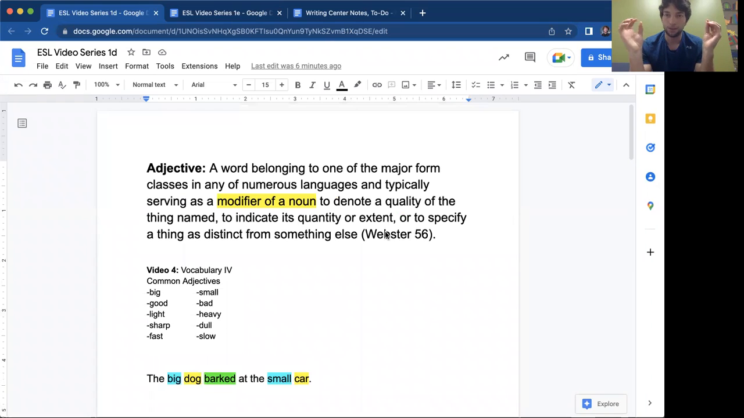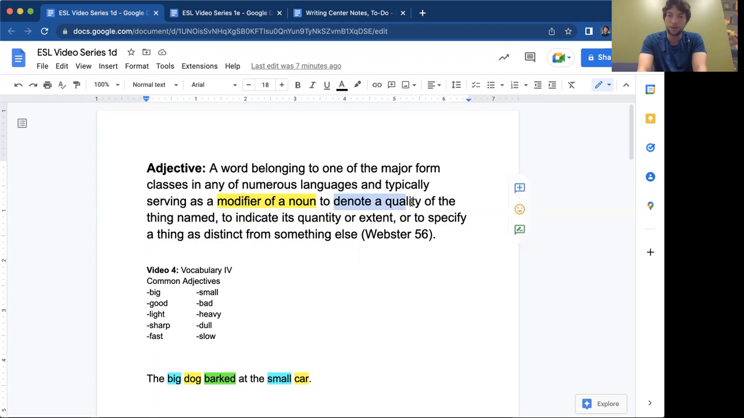So we're going to break this down a little bit real quick before we move on, and basically say that an adjective is a word serving as a modifier of a noun to denote a quality of the thing named, to indicate its quantity or extent, or to specify a thing as distinct from something else. That's a more condensed definition. And then if we want the super condensed definition, it is just a modifier of a noun, right? Super condensed, right to the point, that's what it does.